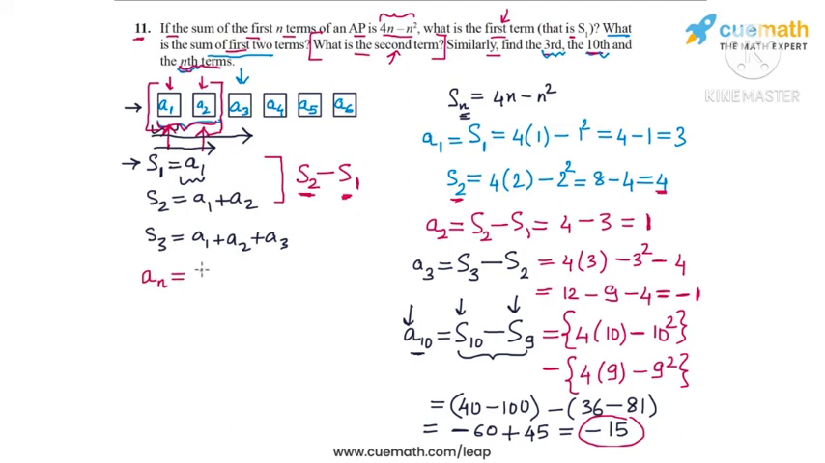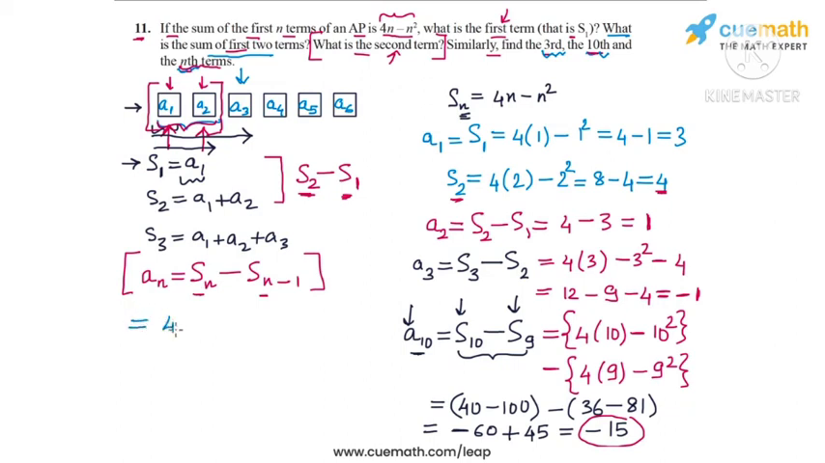The nth term is equal to the sum up to n terms minus the sum up to n minus 1 terms. So this is the key idea behind the solution. So we will find the nth term as the sum up to n terms minus the sum up to n minus 1 terms. So let's find this now.